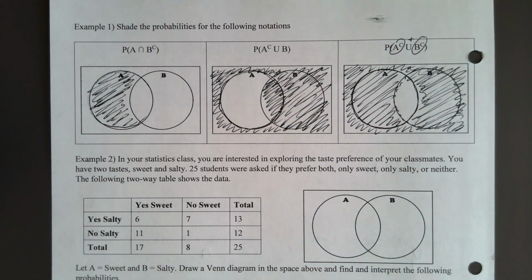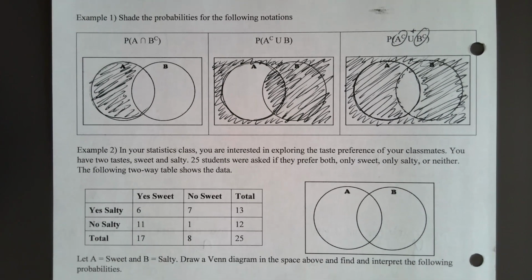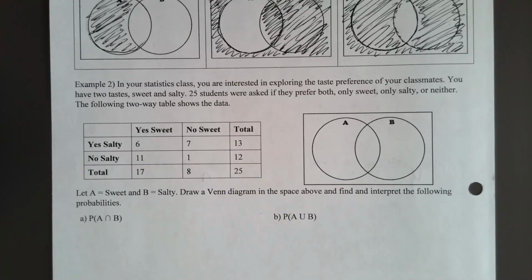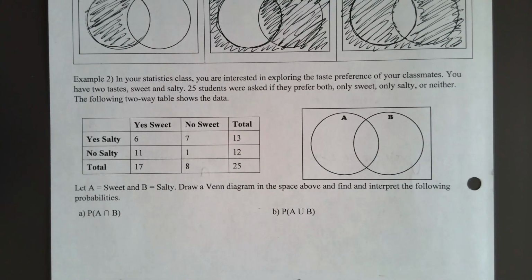So we can also use these to fill in numbers and use as a tool to help us figure out some values and put a visualization to a two-way table. And that's what we're going to do next. So in your statistics class, you're interested in exploring the taste preference of your classmates. You have two tastes, sweet and salty. You have 25 students who were asked if they prefer both, only sweet, only salty, or neither. And you have your two-way table. And we're going to organize this into a Venn diagram.